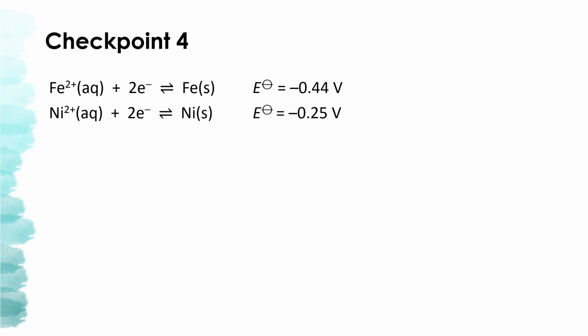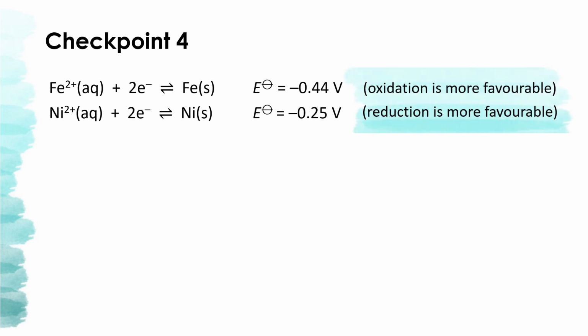Now, minus 0.44 and minus 0.25. Who is the one that likes to be reduced and who is the one that likes to be oxidized? The more positive one likes to be reduced. The less positive or the more negative one likes to be oxidized. So you should immediately tell yourself that. Then after that, you write down the two half equations and then you combine the two half equations.